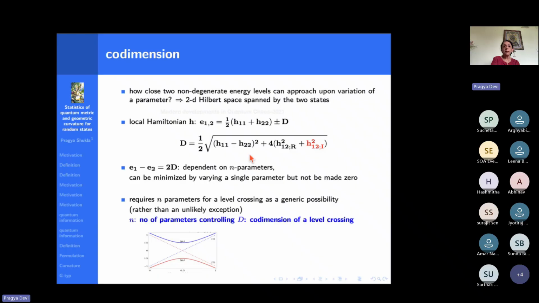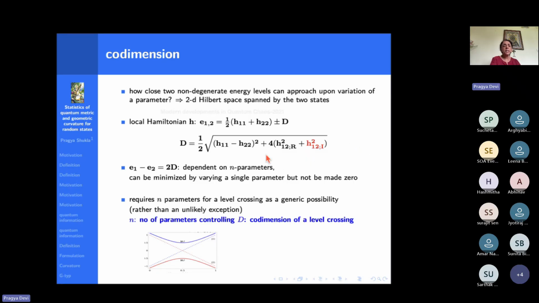The question we are asking: this is positive, this is positive. Now, the distance between the first level and the second level is decided by this. This term is common for both of them. E1 also has this term, E2 also has this term. The distance is 2D between E1 and E2. That's what I have written here. But D depends on how many parameters? D is a difference of one parameter, two parameters, and 3 parameters. 3 parameters only if the 2 by 2 Hamiltonian is complex Hermitian. This term is not there if it is a real Hamiltonian.